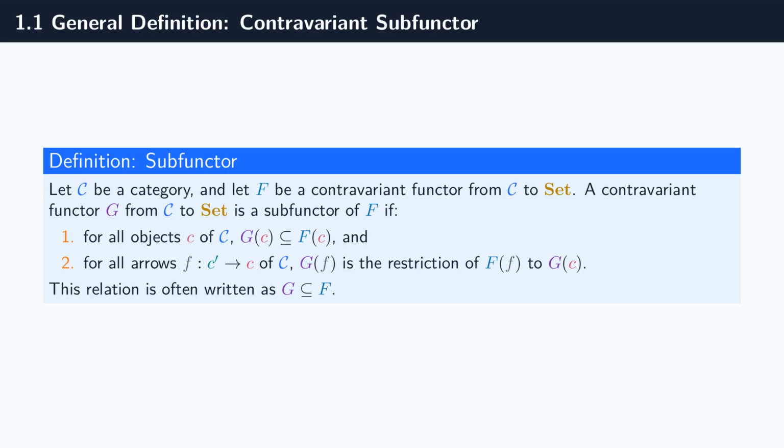Here is the general definition of a contravariant subfunctor. We have a contravariant functor F from C to Set, and another contravariant functor G. For G to be a subfunctor of F, two things must hold. First, at every object, G chooses a subset of F. Second, every arrow action of G is just the corresponding arrow action of F, but restricted to the smaller chosen subset.